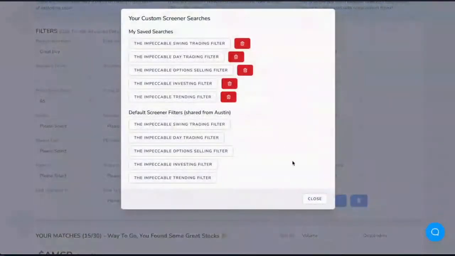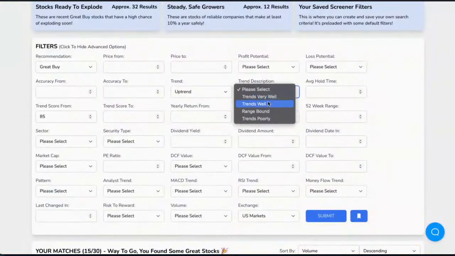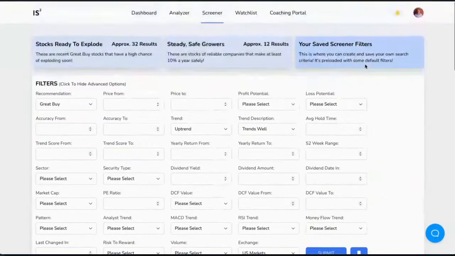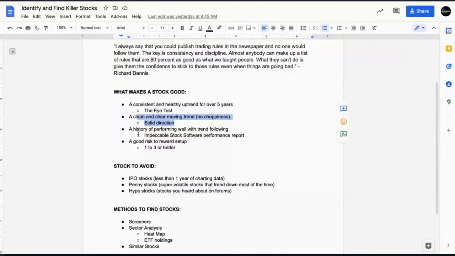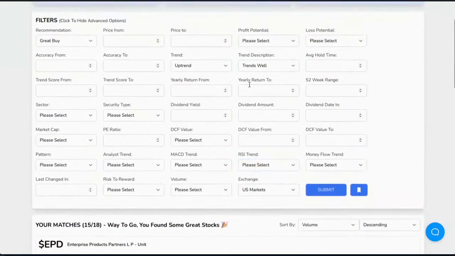Oops, sorry. We'll get to that in a second. A clear and solid moving trend. So again, trend description, trends well, at least it trends well, right? I'm going to eliminate this because we don't really need that at the moment. Let's see, how many stocks are we at? We're at 18. Okay. Next is we want a history of performing well with trend following. So again, let's see. We have concluded how well each stock has performed, and we do it right here, the yearly return from.